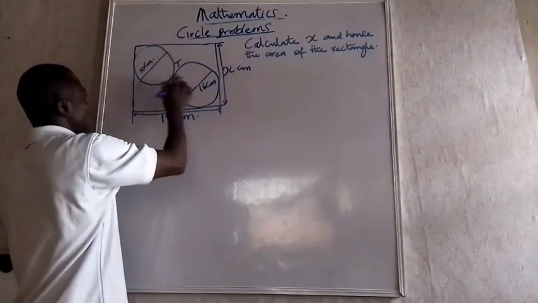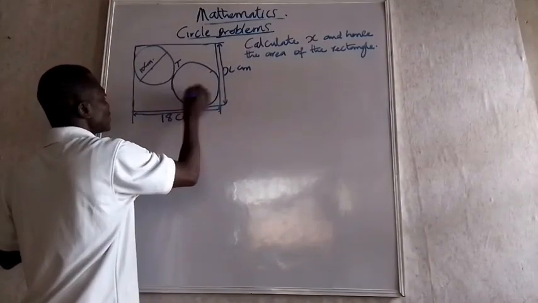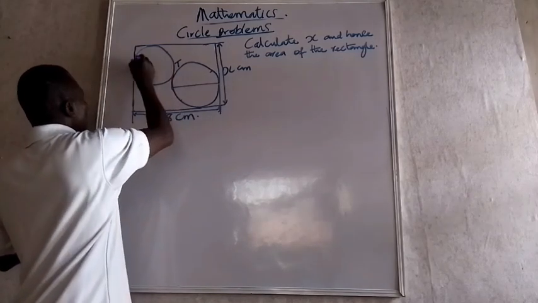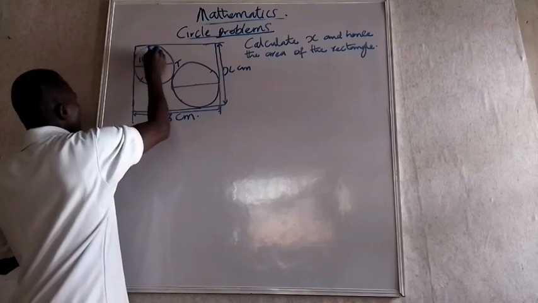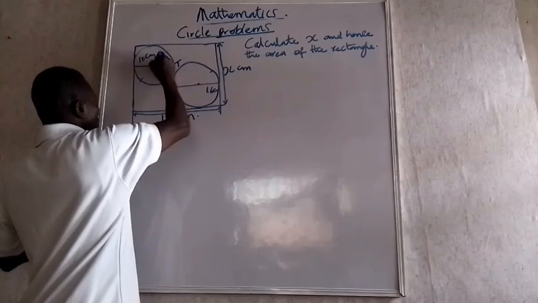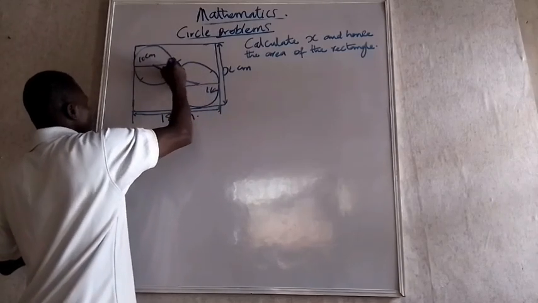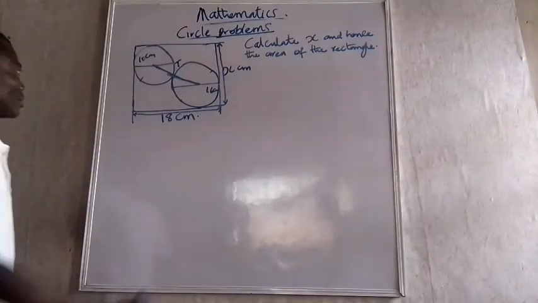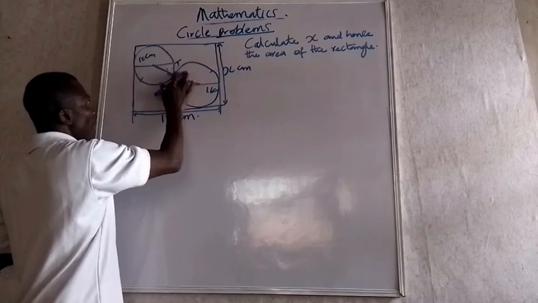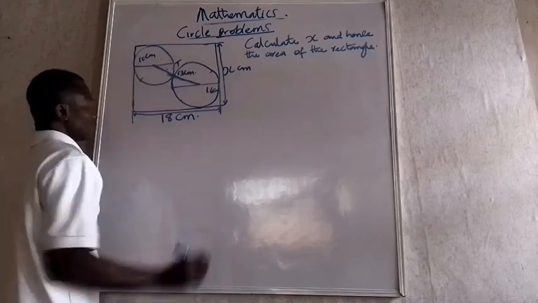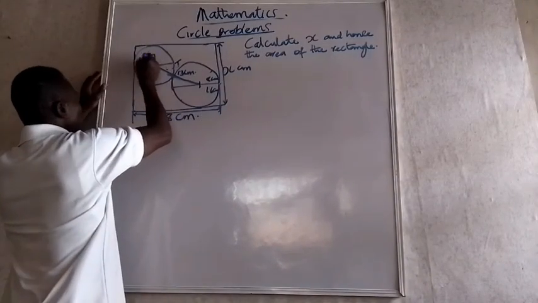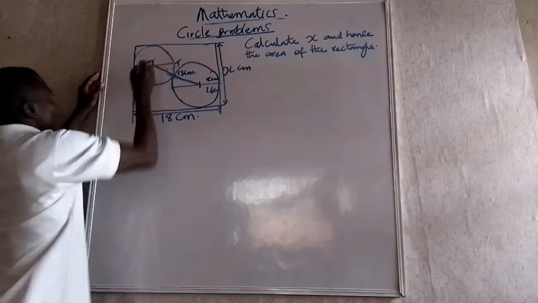Now, we know that the diameter is 16 centimeters here. And in this place too, it's 10 centimeters. And at this point where they join, the total distance is the sum of the radii. So this place is 5, this place is 8 centimeters. So the total here is 13 centimeters. Again, from this place to this place is 8 centimeters. From this place to this place is 5 centimeters. I believe it's clear now.